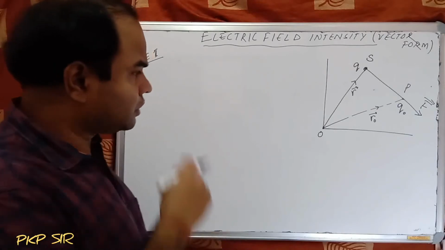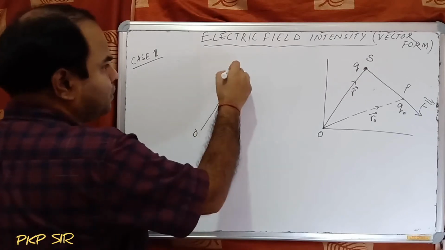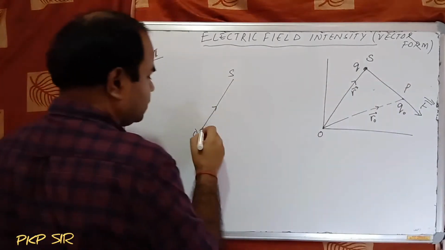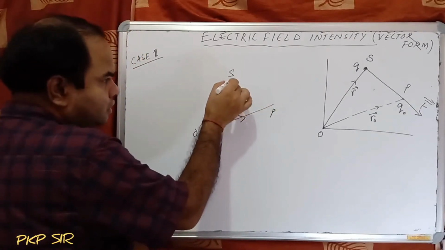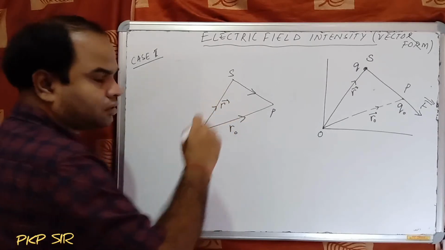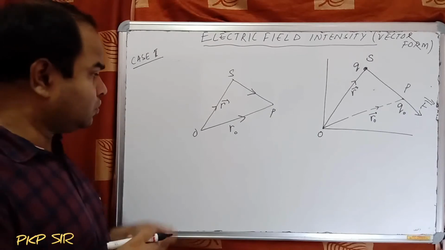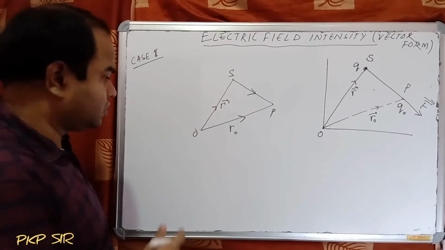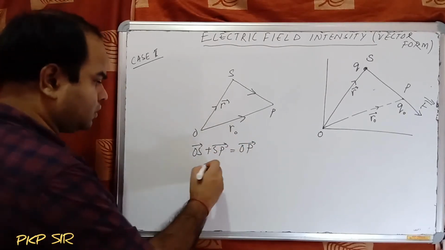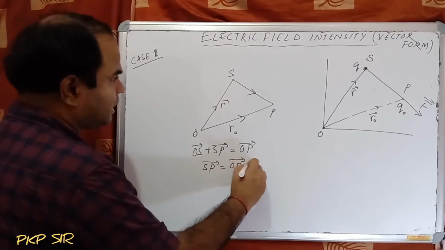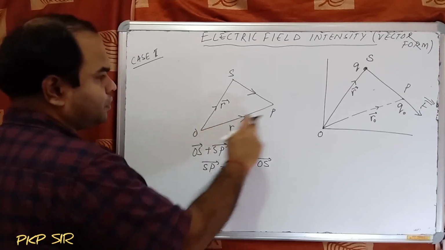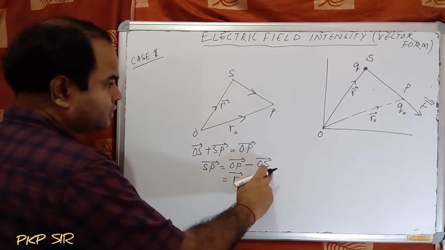Okay? So this is OS, and this is OP, and this is SP. This is r, and this is r naught. So using the vector triangle law of vector addition, OS plus SP is equal to OP. That means SP vector is equal to OP vector minus OS vector, where OP is r naught and OS is r.